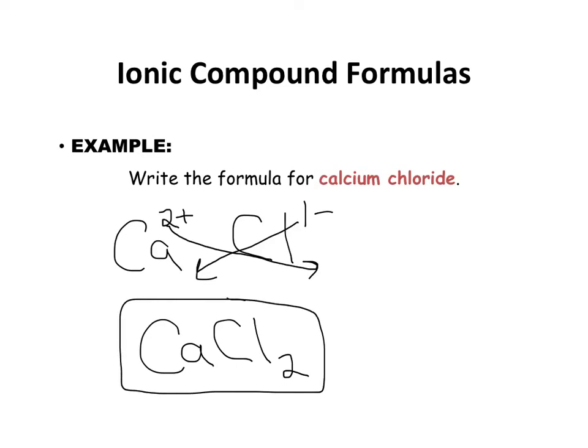That can't be simplified. It's a 1-to-2 ratio. So that's how you do it. You do the symbols, the charges, and then you crisscross. Simplify if you can. It's the same steps, no matter if it's multi-charged or not. That's how you write the formula of an ionic compound.